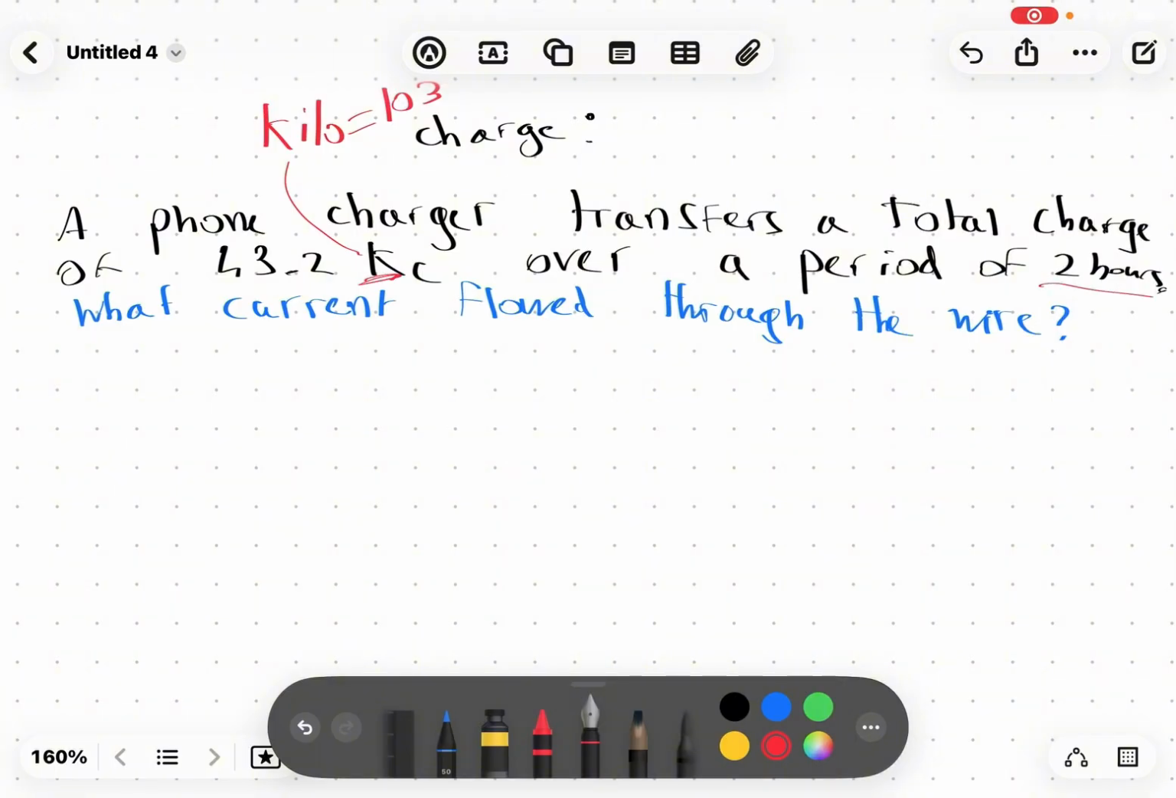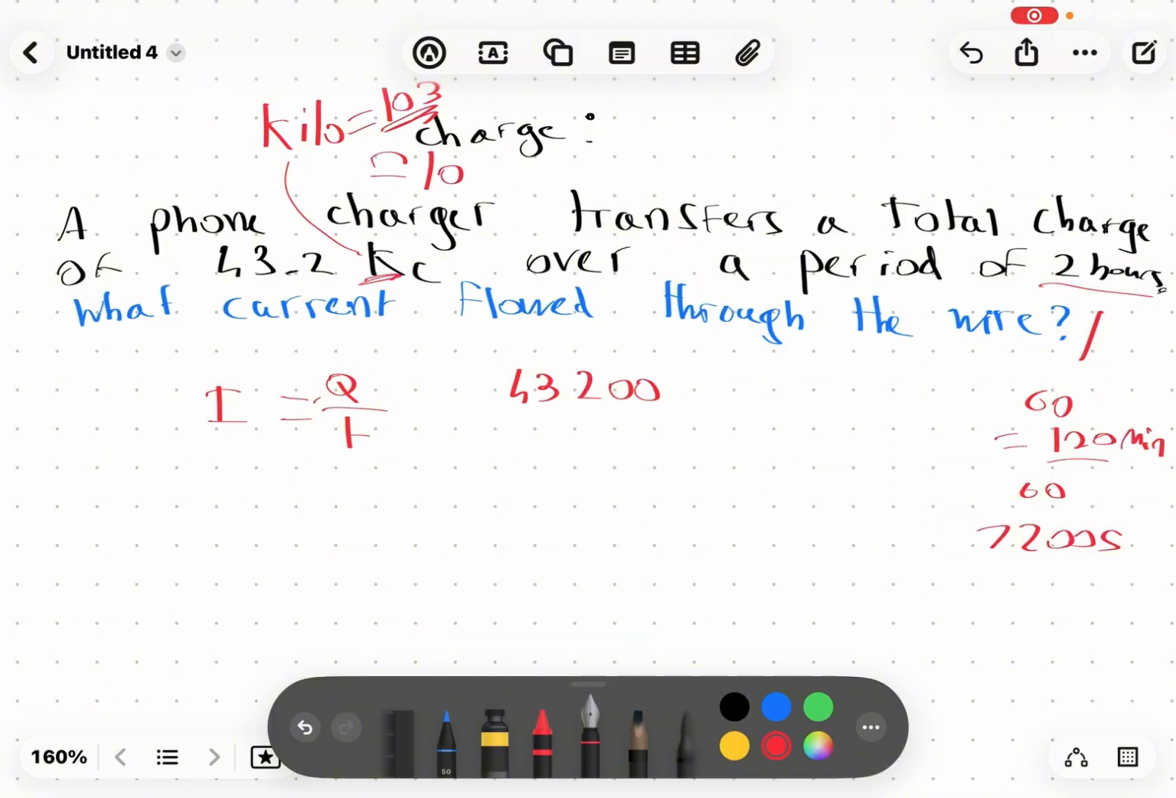And then the 2 hours, you divide it by 60 so you can get it in 120 minutes. And then you divide this by 60 to get 7,200 seconds. And I equals charge divided by time. So we do 43,200 because I forgot to say this is equal to 1,000 because 10 times 10 times 10 is 1,000.